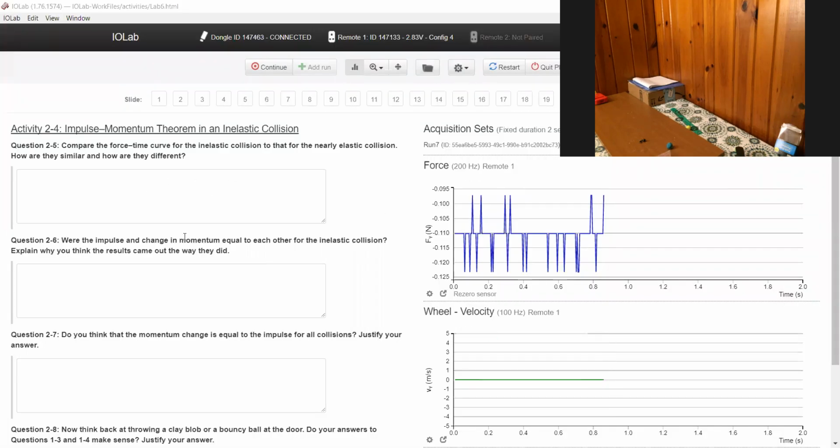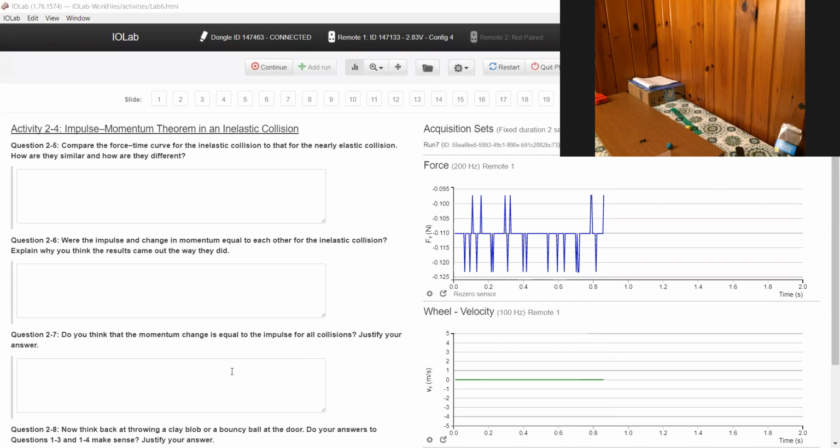So only the impact time was different, right? The impact time was different, and the impulse and change in momentum are equal to each other for the elastic collision. Yes, they are the same. We already did that. So it's always the same: the momentum change is equal to the impulse for any collision.